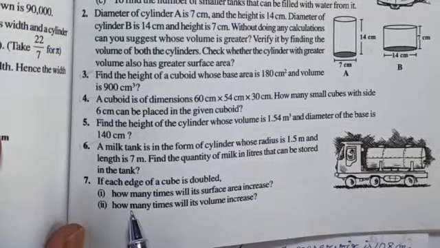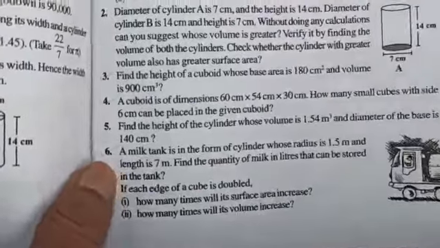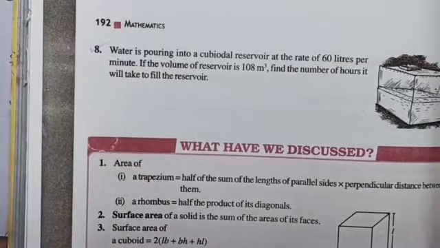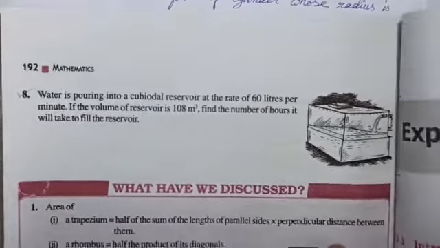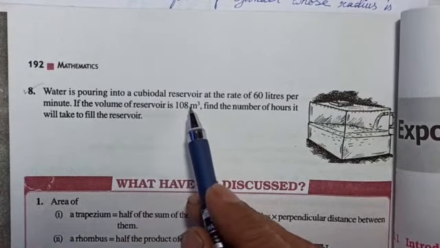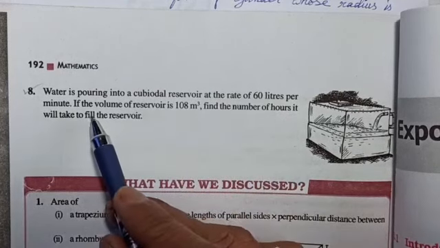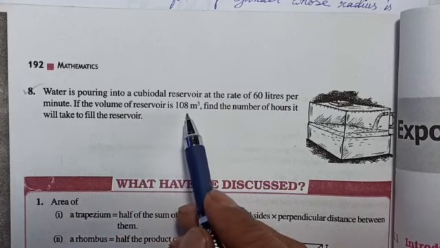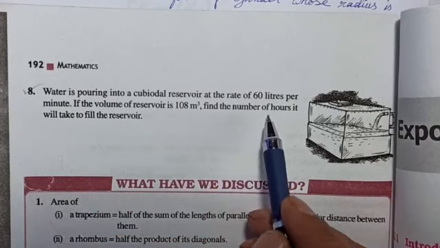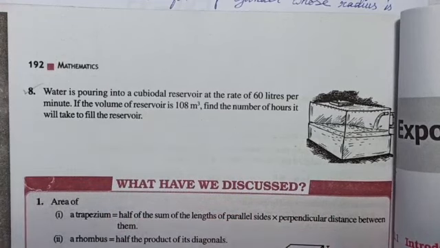See, question number 7 is same, so you try this question number 7. And now let's try question number 8. Question number 8. Let's study the question. Water is pouring into a cuboidal reservoir at the rate of 60 liters per minute. If the volume of the reservoir is 108 meter cube, find the number of hours it will take to fill the reservoir. Now let's try this question.